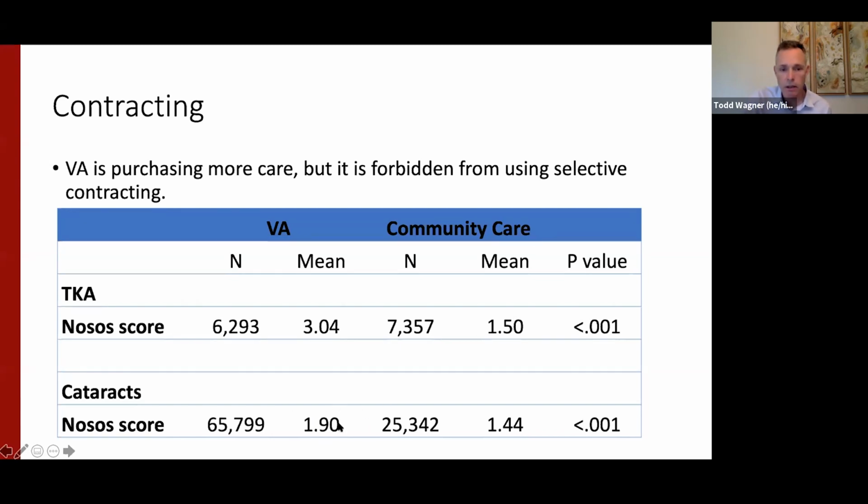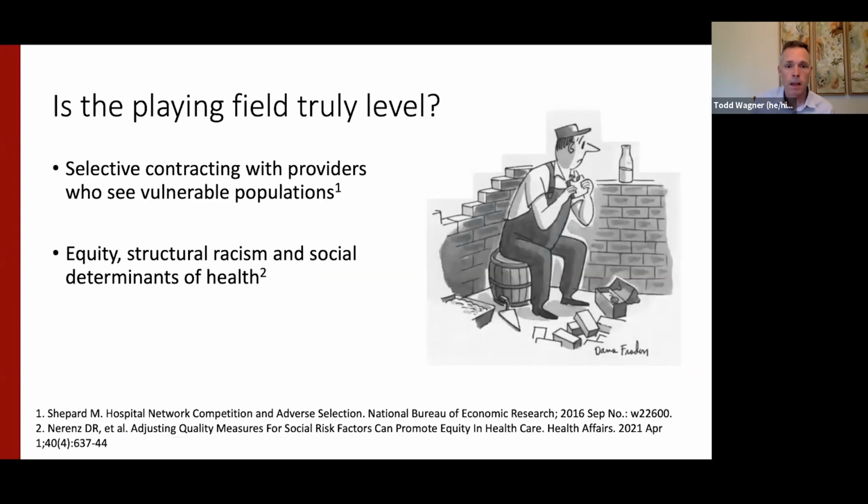Cataracts, it's higher in the VA than again in the community. The magnitude of the difference isn't quite as high, but again, it's a concern. And we're having these discussions about how should VA use this information for selective contracting. It raises this question of, is the playing field truly level?